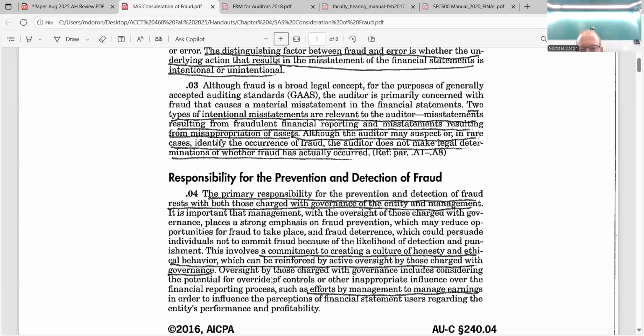Oh, and here I wanted to point this out to you. Efforts by management to manage earnings. So there's earnings management right there. So if you're wondering, earnings management is fraud. It says right there in the actual audit standards, earnings management is fraud.